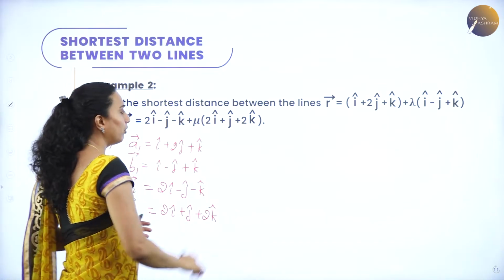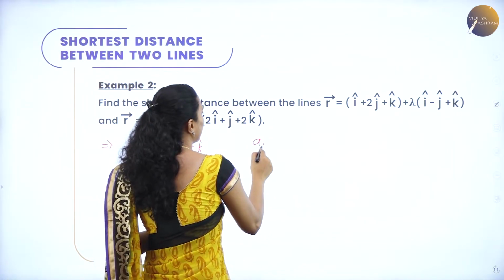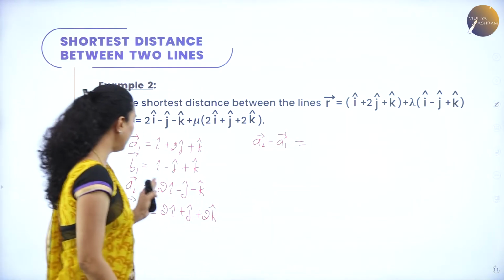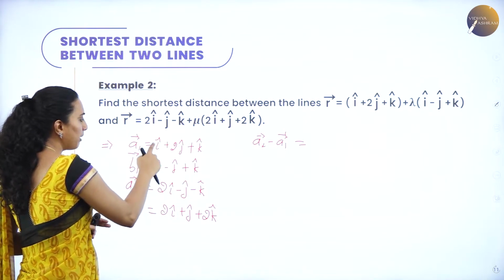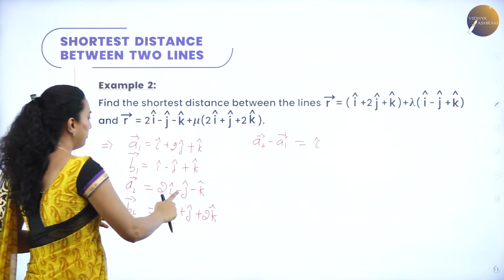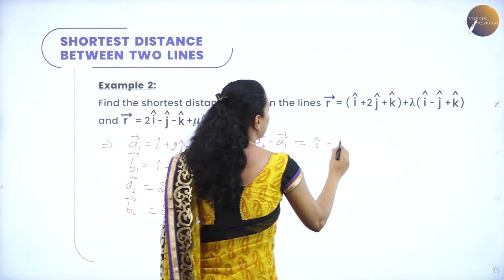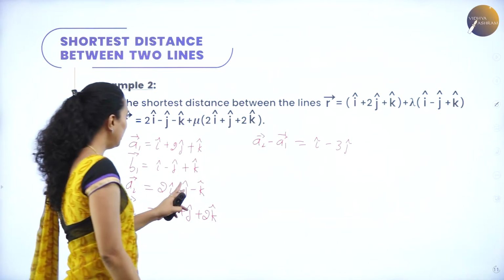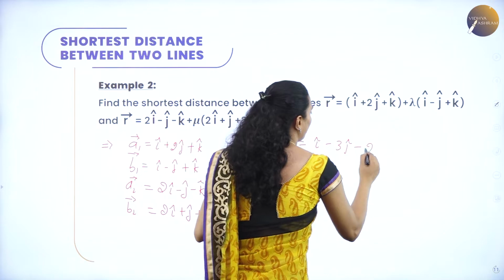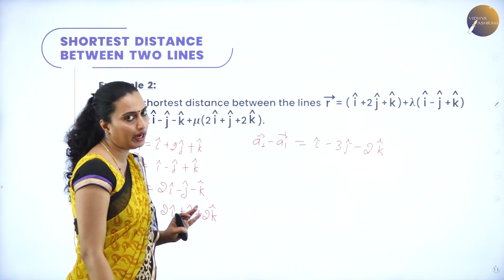Now, what we need to find out according to the formula? Here we need to find out A2 minus A1, isn't it? So, what is A2 minus A1? 2I minus I, which is I, again, minus j minus 2j, which is minus 3j, correct? Then, minus k minus k is minus 2k, right? So, therefore, you have found out A2 minus A1.